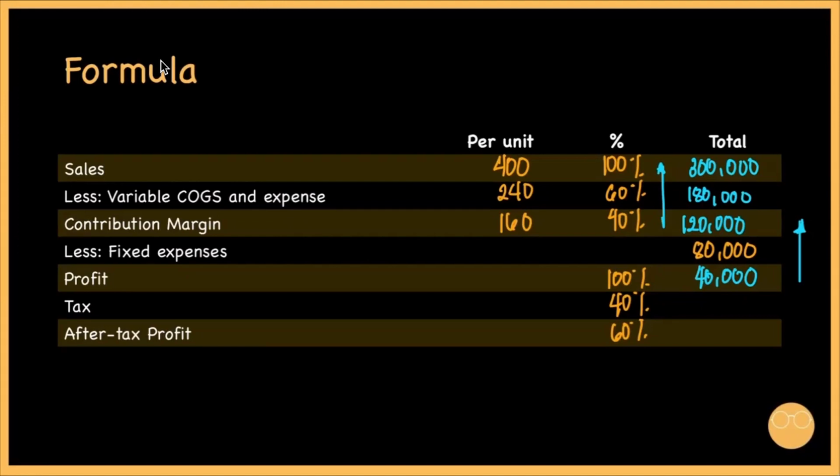The tax rate is 40%. 40,000 multiplied by 40%. Therefore, our after-tax profit is 24,000 pesos. Using this template, we can now compute for the break-even point in terms of pesos and in terms of units.